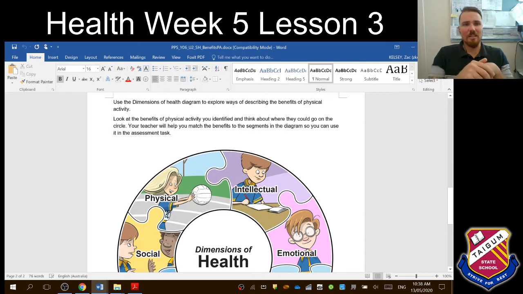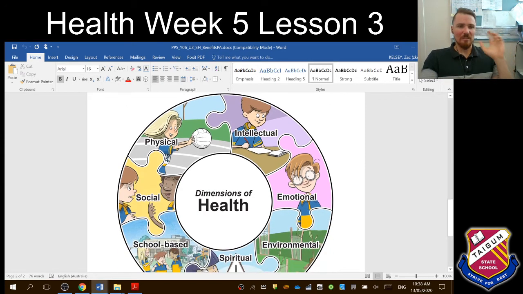The second part of this activity says, use the dimensions of health diagram, which is below there, to explore ways of describing the benefits of physical activity. Look at the benefits of physical activity you identified on the above sheet and think about where they could go on the circle. Your teacher will help you match the benefits to each segment in the diagram so you can use them in the assessment task. The assessment task comes later.